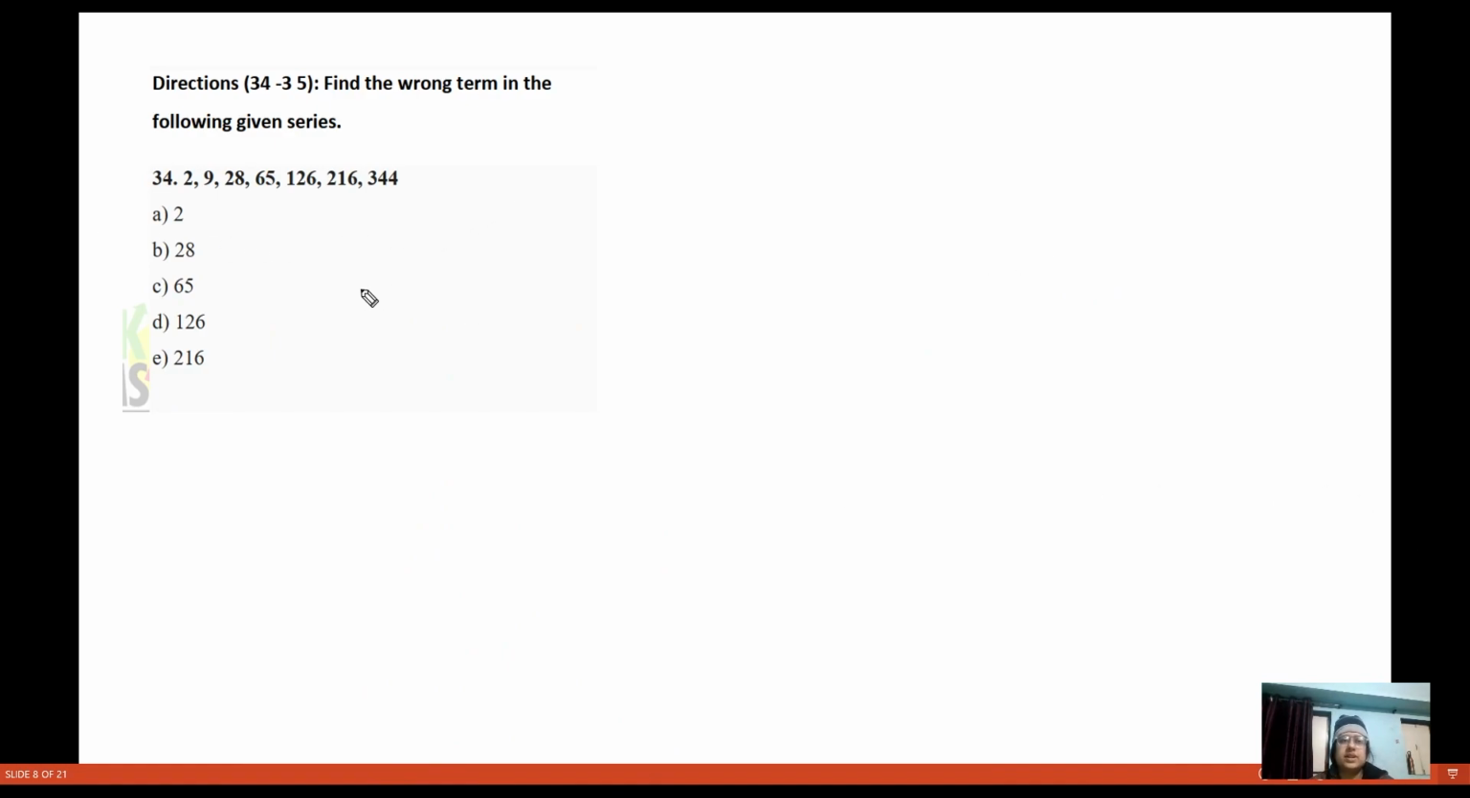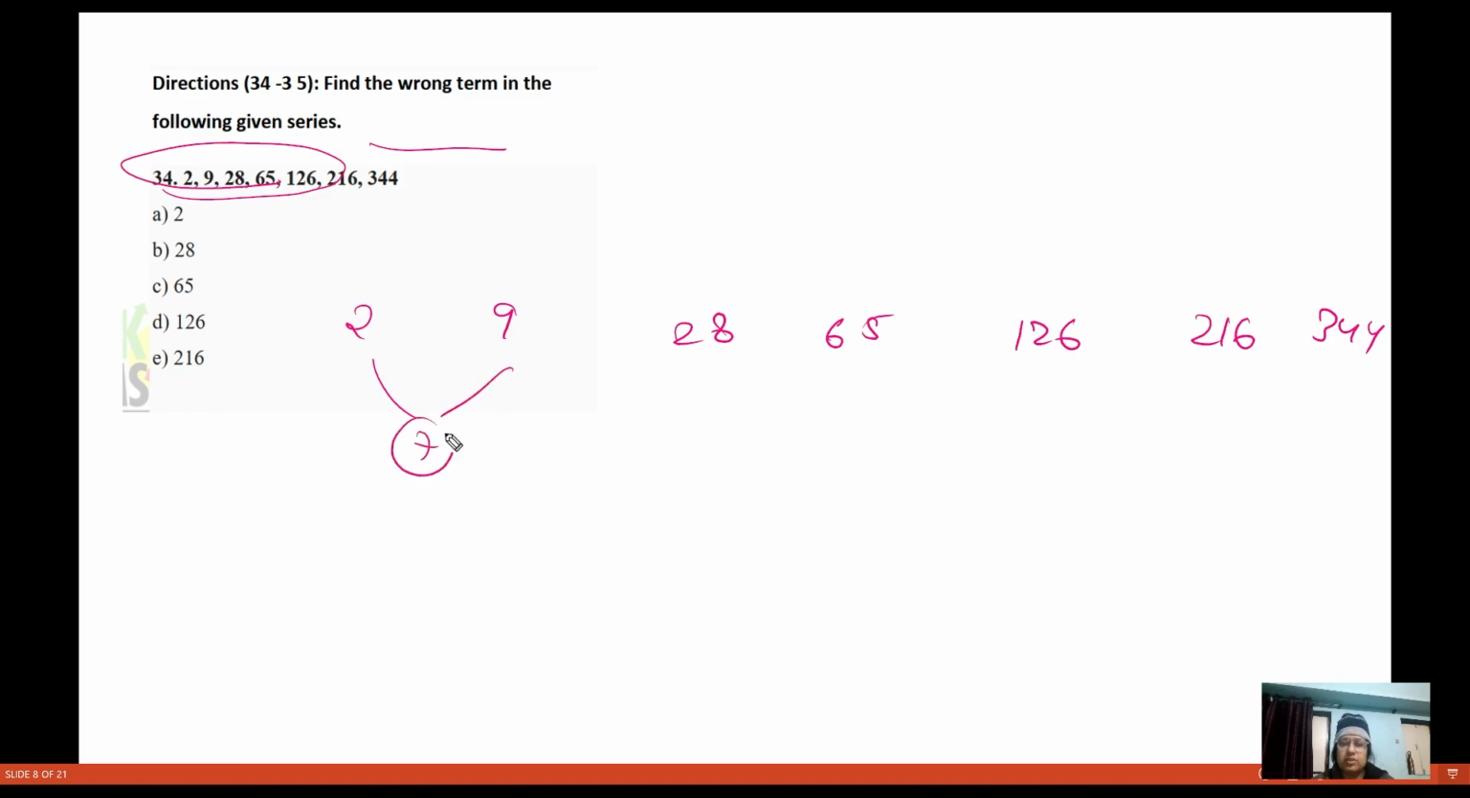Guys, look at this question. You have 2, 9, 28, 65, 126, 216 and 344. The question says find the wrong term in the following series. So let us find the wrong term. No problem for us. So this is going to be 7.